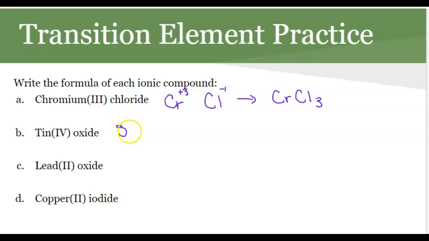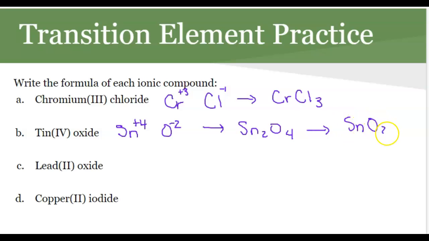Tin, Sn, I know in this case, thanks to the Roman numerals, it's +4. And then oxygen normally has -2. Again, you can crisscross if you like. It ends up being Sn2O4. You can simplify it because both of those divide by 2 to SnO2.